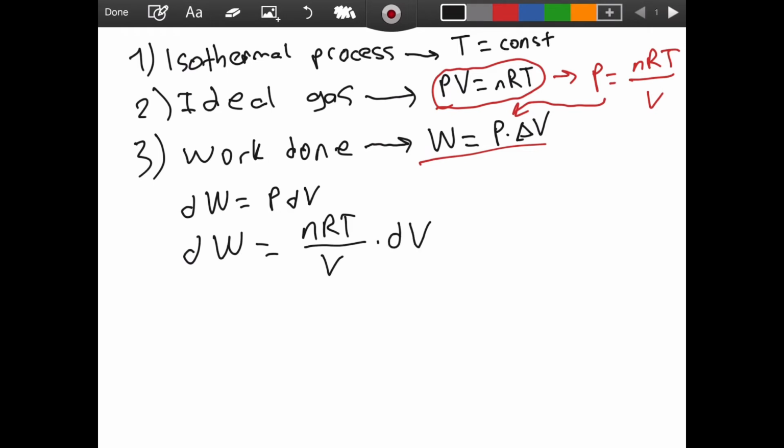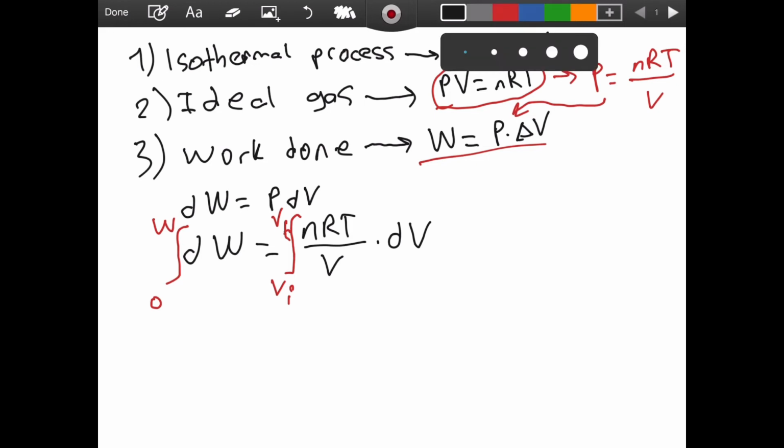Now, what could we do to solve for work? Yeah, you guessed it right. We will, of course, take the integral of both sides, right? The integral. Let's start this part from 0 up to work, and maybe we go from initial volume to final volume. Alright, so this is what we have. The left part simply gives us W, the work.